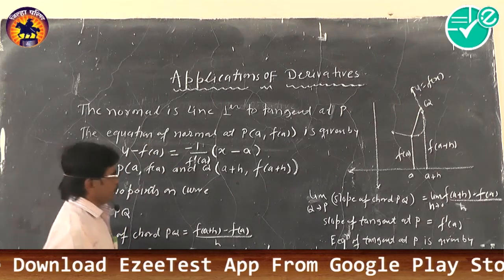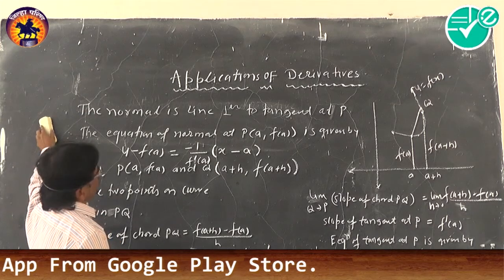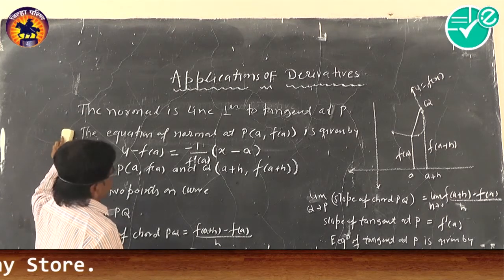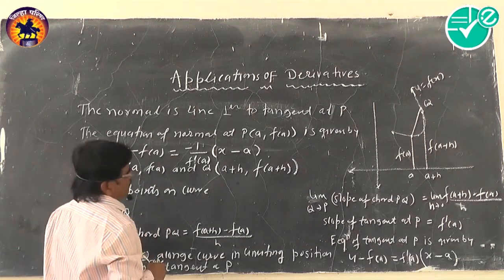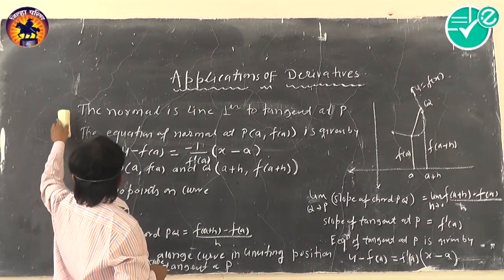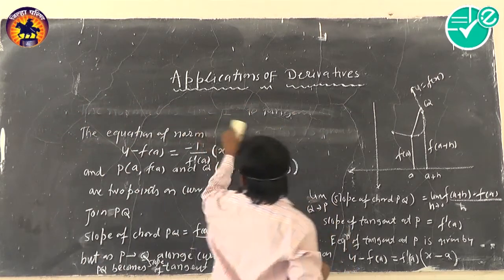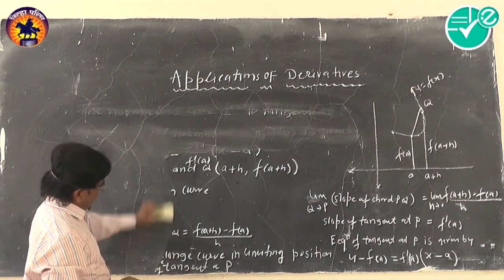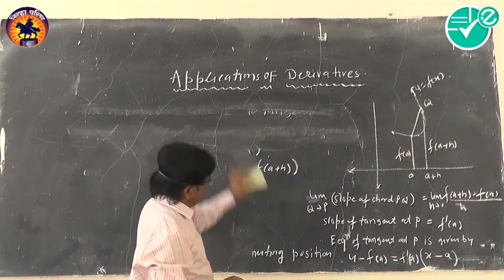This is nothing but the equations of normal and tangent to the given curve at a given point. So we can say that the geometrical meaning of derivative is that differentiation of the given curve gives the slope of the tangent at that point, and then we can find the equation of tangent and normal at the given point.